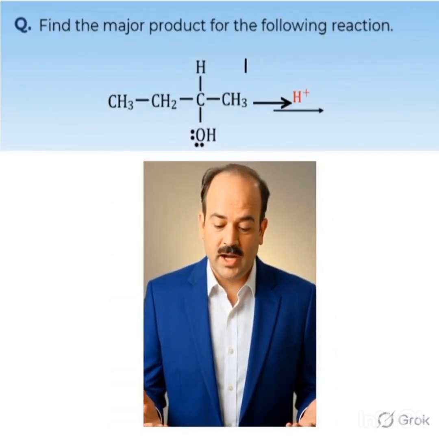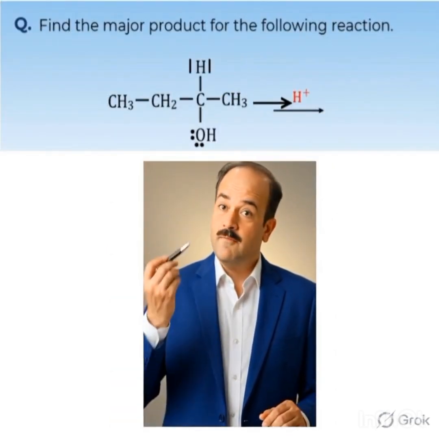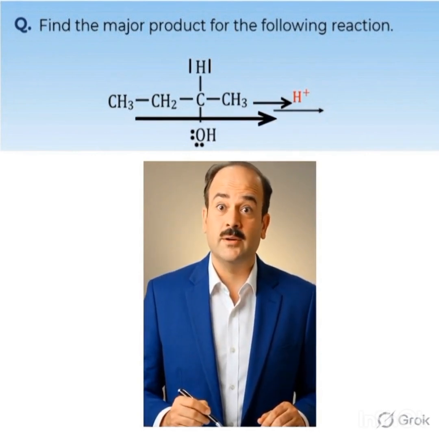Find the major product for the following reaction. We have an alcohol reacting with acid. First, the OH group is protonated. Then water leaves, forming a carbocation.